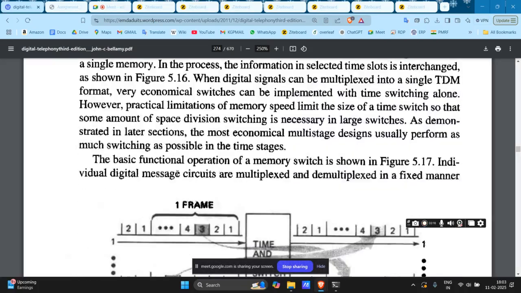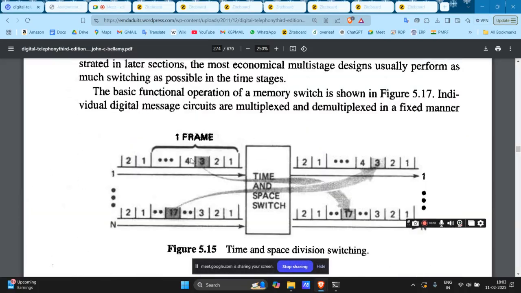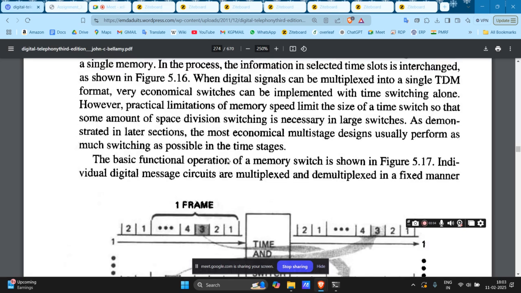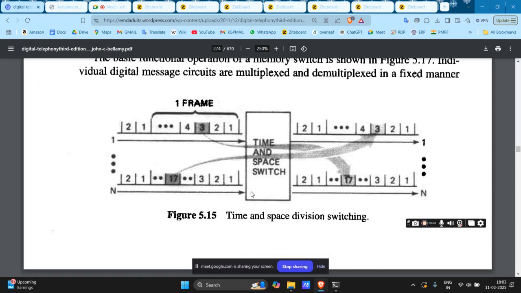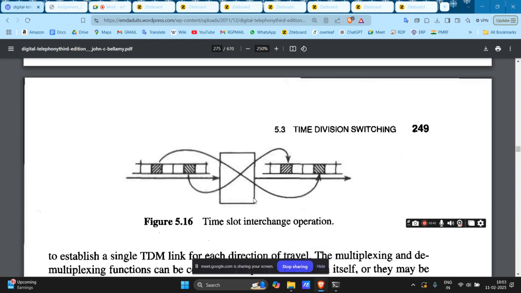So here we can see there is a time switch. In the time switch, frame 1 will come and be divided into time slots, and the first data is sent first, 1, then 2, then 3, like that. It is stored in the buffer. The entire frame is stored in the buffer, and then the slots are transmitted according to their time slots.